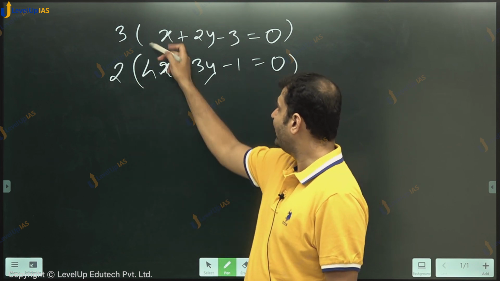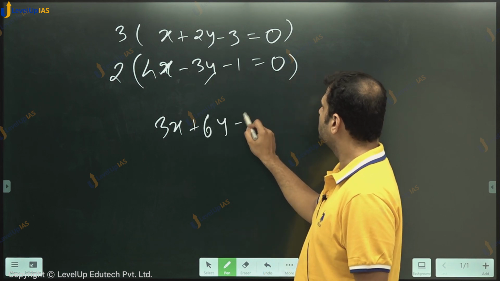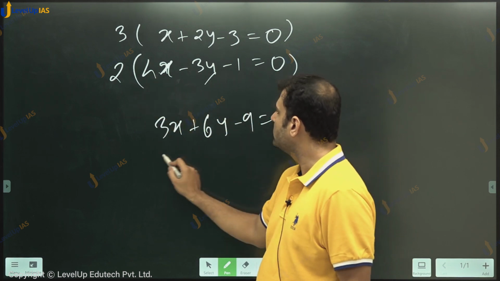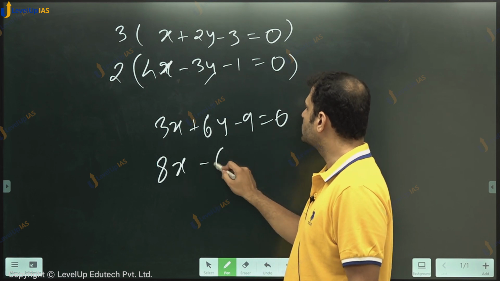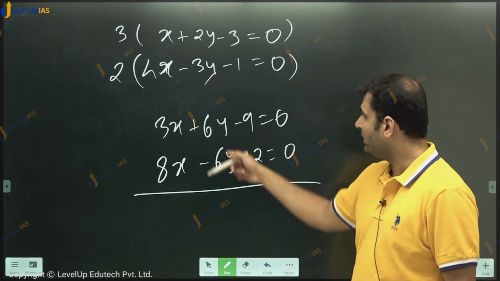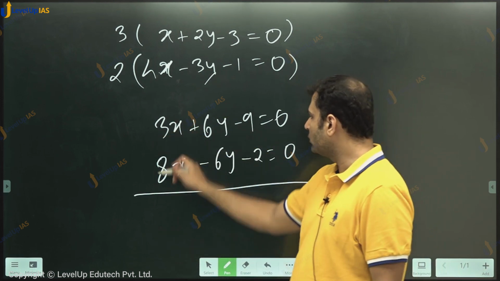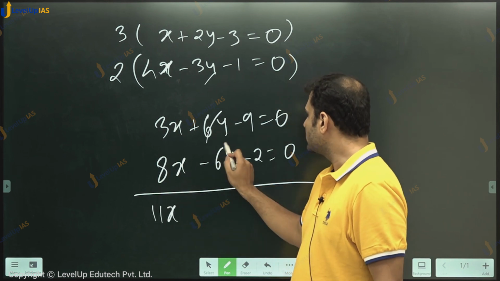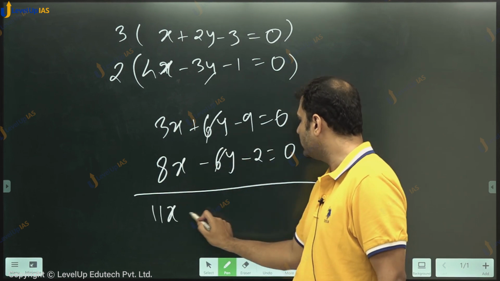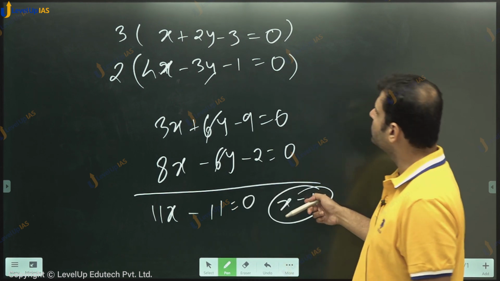So what will happen? I'll get 3x plus 6y minus 9 is equal to 0, and 8x minus 6y minus 2 is equal to 0. Here plus 6y, here minus 6y. Now I'll just add and it will become 0. Adding, we get 11x, plus 6y minus 6y gone, minus 2 minus 9 is minus 11, equal to 0. x is equal to 1. x equal to 1 came.